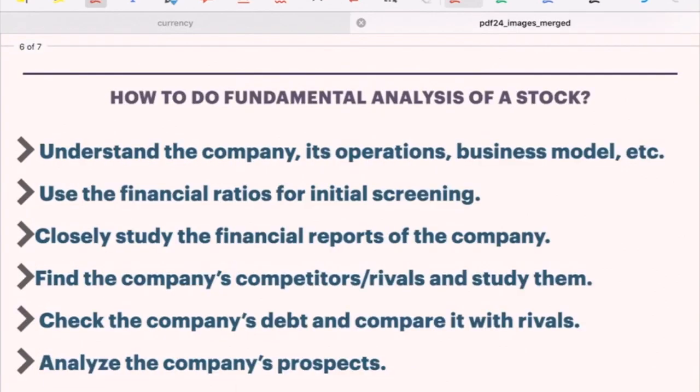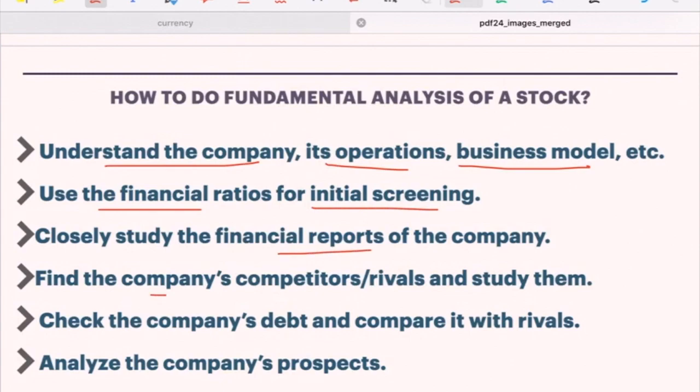How we do the fundamental analysis of a stock is, first thing, we understand the company. Namely, we try to understand what is the nature of the company, and then we see the operation of the company, then see their business model, and then we use the financial ratios for initial screening. The financial ratios are like debt equity ratio, PE ratio, current ratio, and other ratios we will be using to analyze the company. Then we study the company's financial report.